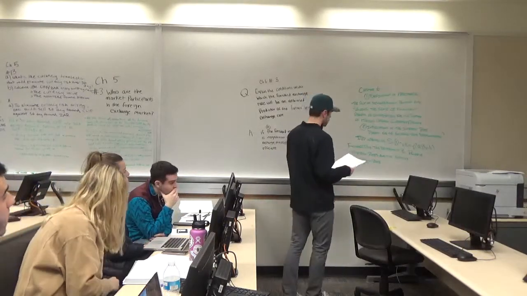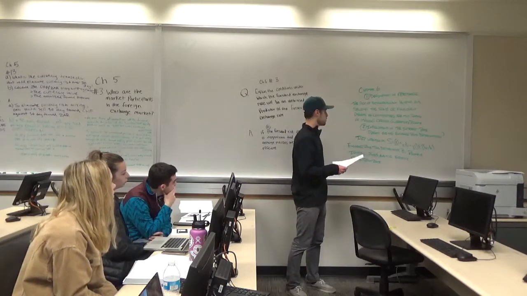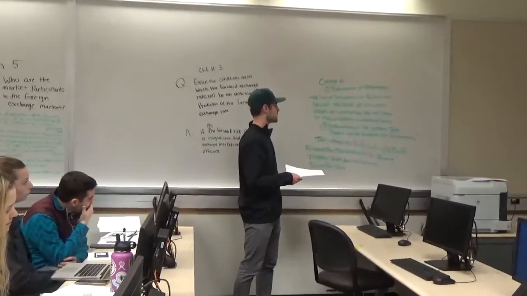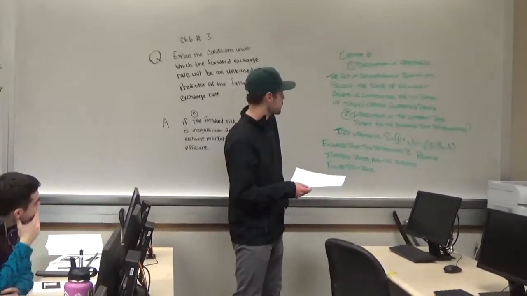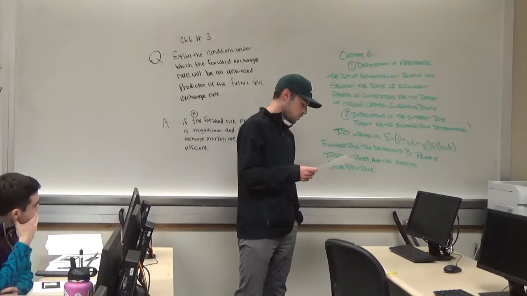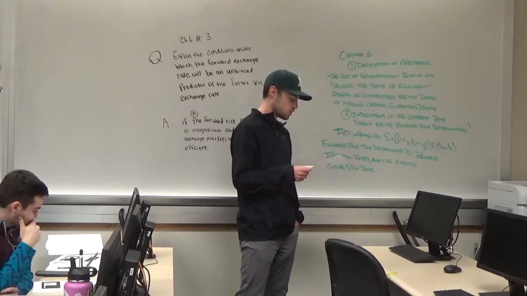Chapter 6, numbers 1 and 2. First one, give the definition of arbitrage. Arbitrage is the act of simultaneously buying and selling the same or equivalent assets or commodities for the purpose of making certain guaranteed profits. And number 2 was discuss the implications of the interest rate parity for the exchange rate determination.